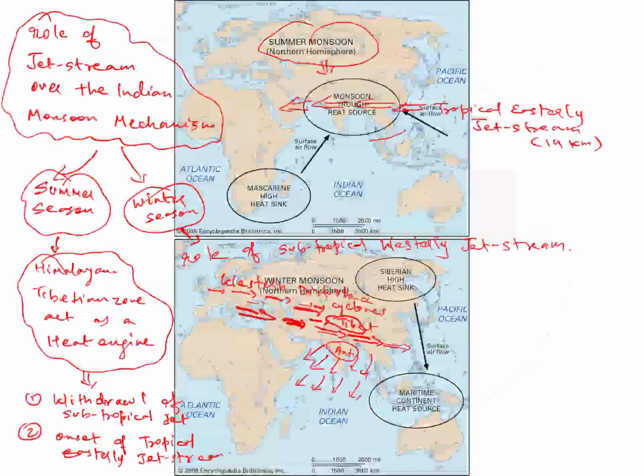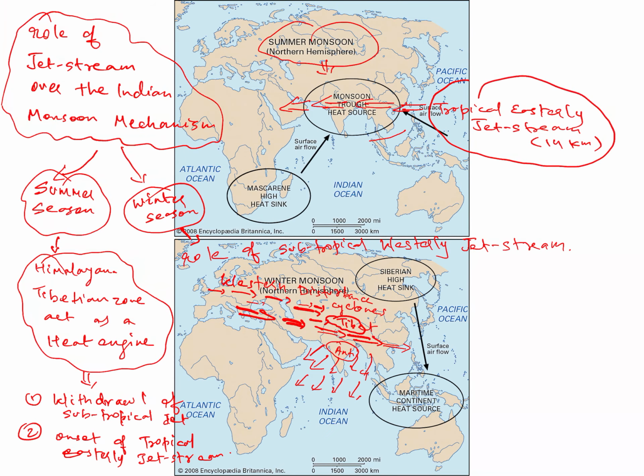Now there are other jet streams which are also produced by temperature contrast. There is one seasonal jet stream observed in the summer season, from the month of June till September, over Southeast Asia and South Asia, crossing latitudes 15 to 25 degrees north only. This arises because of the heating of the Himalayan Tibetan zone in the summers.